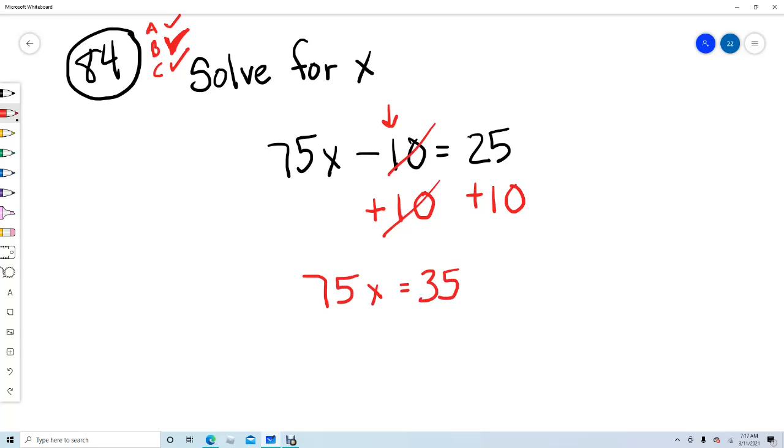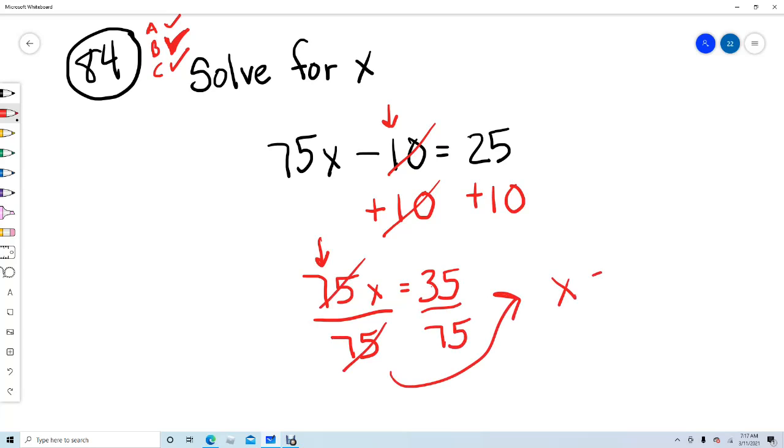Now I'm going to use my third property in the properties of equality. So now I need to deal with my coefficient, 75. I'm going to divide both sides by 75. If I wanted to pull all of these sections together, I should have used a negative coefficient. I have to do that to both sides. Whatever I do to one, I do to the other. My 75s cancel, and I'm left with x equals 35 over 75.